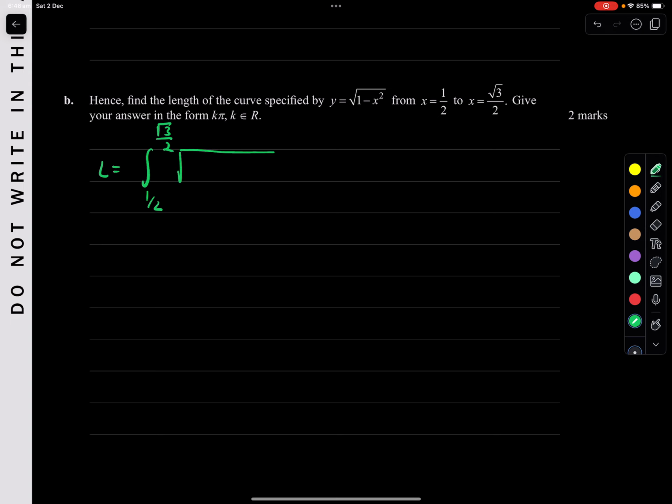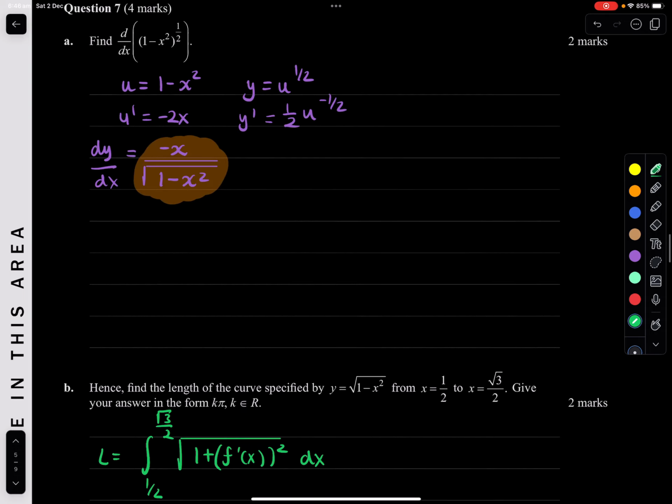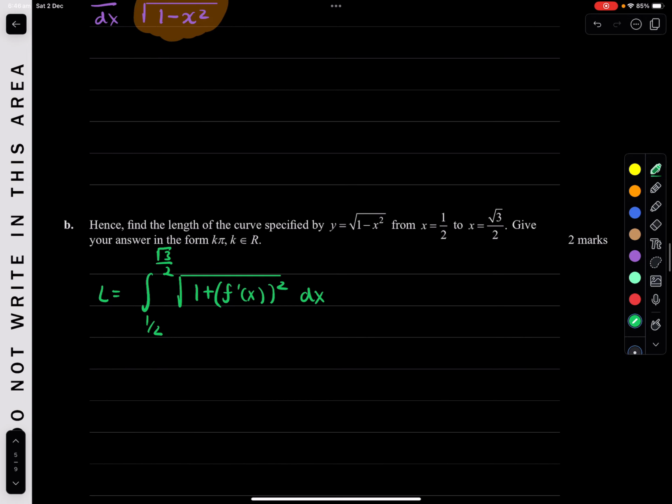And in your formula it should be written as the integral of the square root of 1 plus f dash of x all squared dx. This is to find the length of a curve. Well, in this case, our f of x, we'll write it as y actually. We want to write in the same notation, so let's call it y dash of x. So what's our y dash of x?